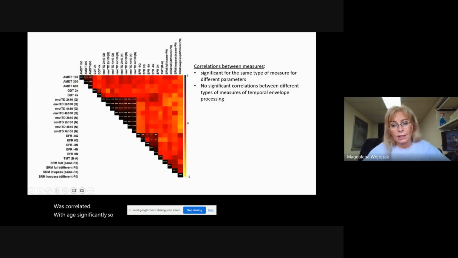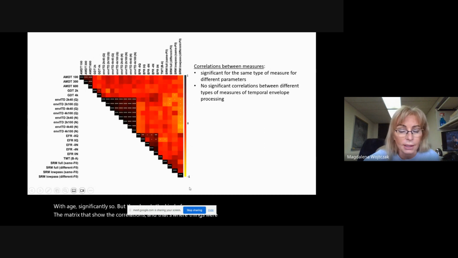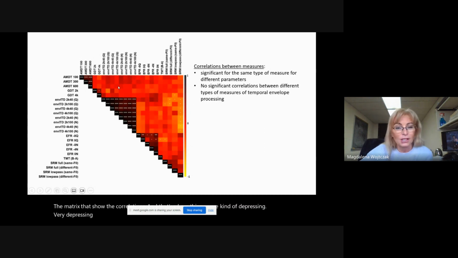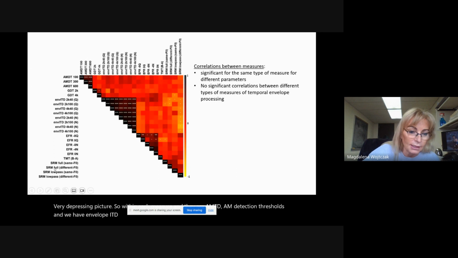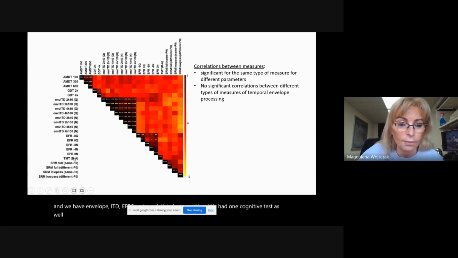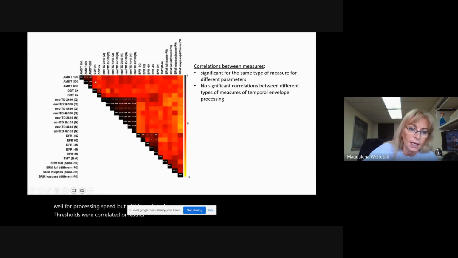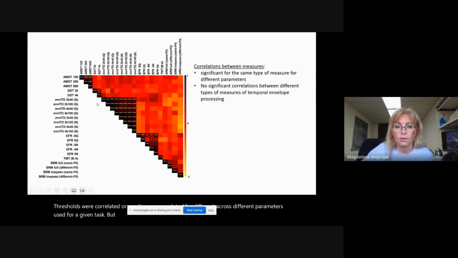But then here's the matrix that shows the correlations, and that's where things were kind of depressing. It showed a very depressing picture. The measures are AM detection thresholds, envelope ITD, EFRs, and spatial release from masking. We had one cognitive test as well, for processing speed. But within each task, results were correlated across different parameters used for a given task. But across tasks, there was no correlation whatsoever.